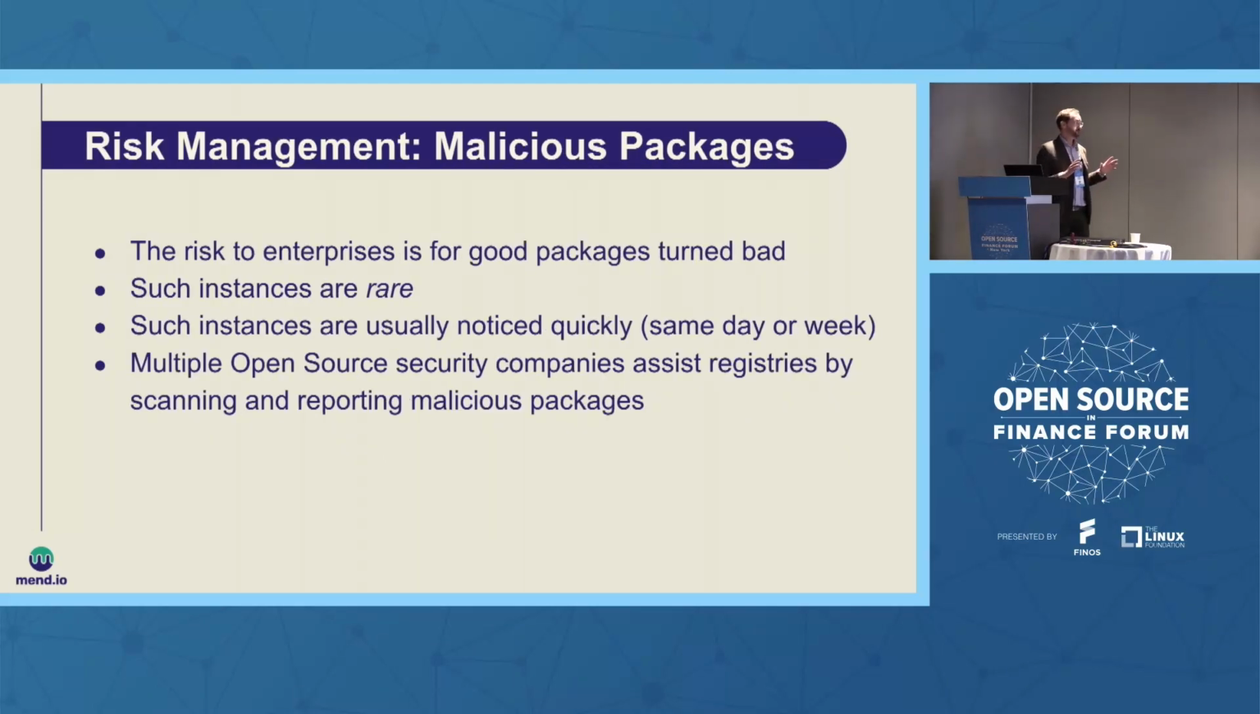Okay. So if we think of risk management for malicious packages, the risk to enterprises is good packages turning bad. Like the stuff you often read about, like, oh, some malicious actor has published hundreds of packages. That's not a risk for you when you're thinking about normal updating of dependencies. These instances are rare. Such instances are usually noticed quickly, same day or week. Like when we scan for malicious packages, we scan in real time as an example, and we're not the only company doing that. We then report them to the registry like NPM or RubyGems, and they're taken down pretty quickly. This is a nice way of capitalism at work. There's multiple security companies that assist registries by scanning and reporting malicious packages.